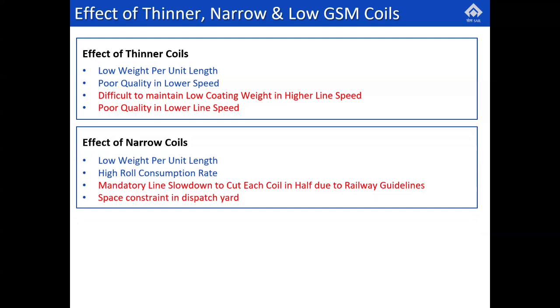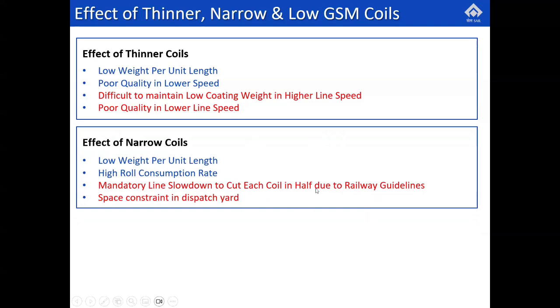In narrow coils, it is low weight per unit length and a high roll consumption rate, because when we run long spells of narrow coils, all the PU and rubberized rolls have groove formation of that width, let's say 900. And when we switch to wider coils, let's say 1250 or 1300, we have issues of carryover, so that we need to change the rolls again. So the roll consumption rate goes up massively.